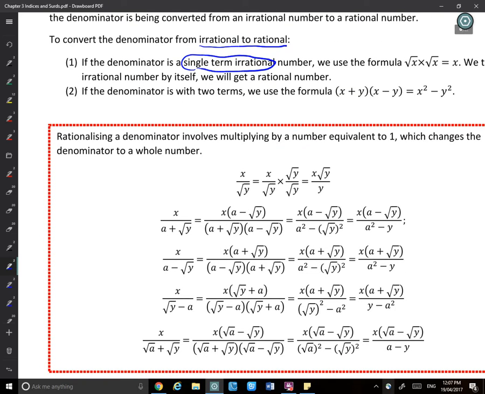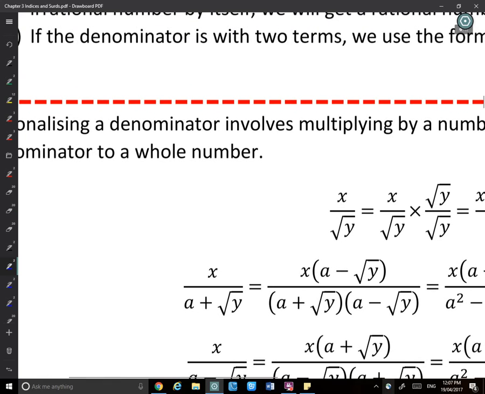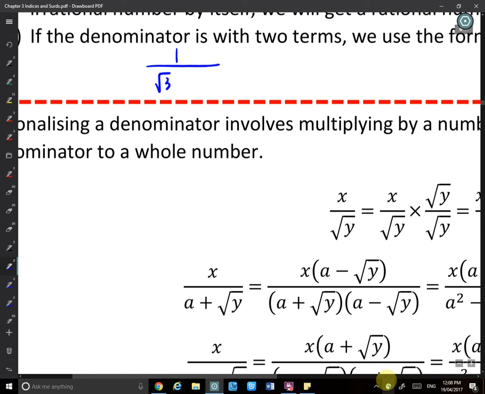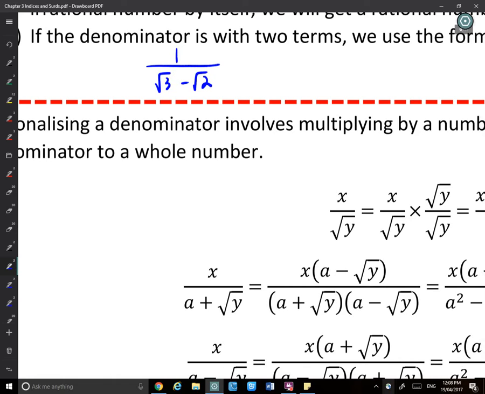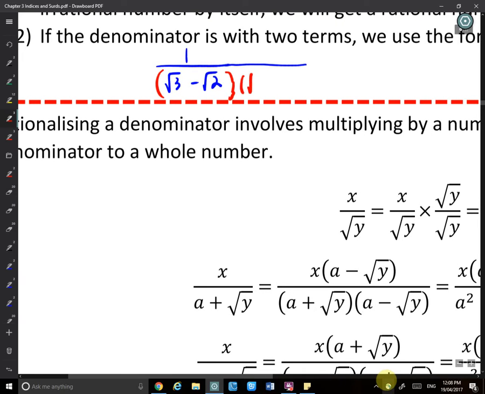In the second case, it's a little bit different. If the denominator has 2 terms, we will use the formula x plus y times x minus y gives you x squared minus y squared. Let me give an example. If we have 1 over root 3 minus root 2, I can't times root 3 or root 2, right? There will still be one irrational number there. So what I'm going to times is root 3 plus root 2. It's minus root 2 now, so I will do plus root 2.